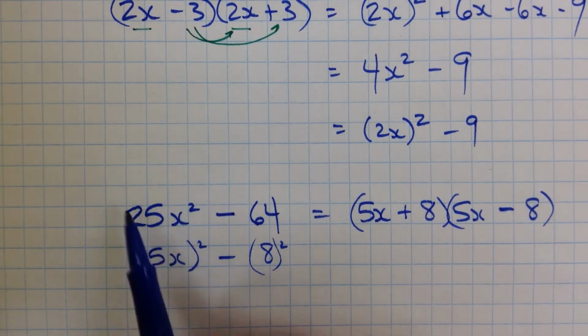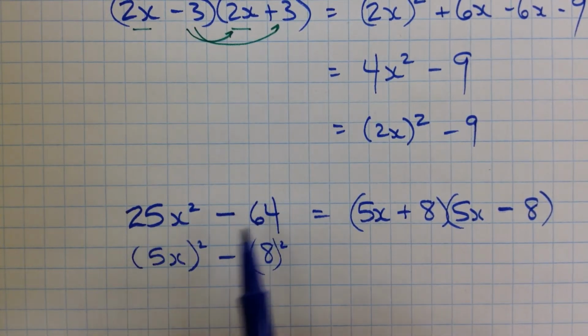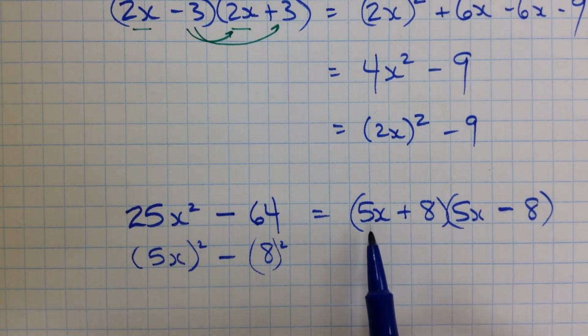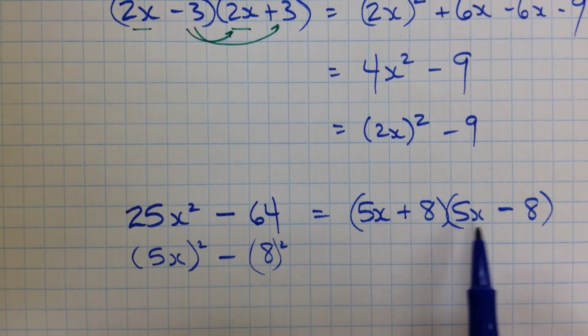Anytime you have a square minus another square, take the square root of both of them and you just set it up this way. One plus the other, and then the first one minus the other.